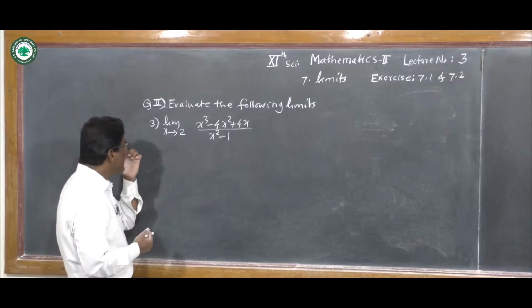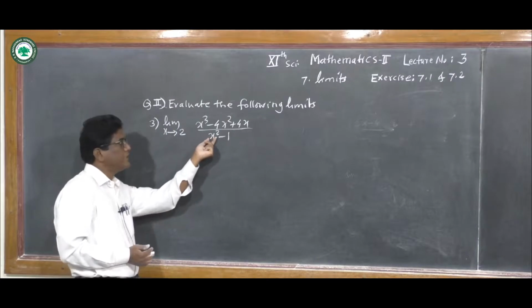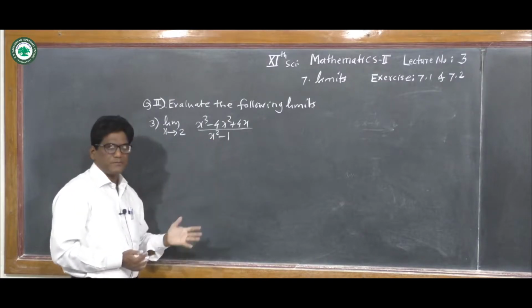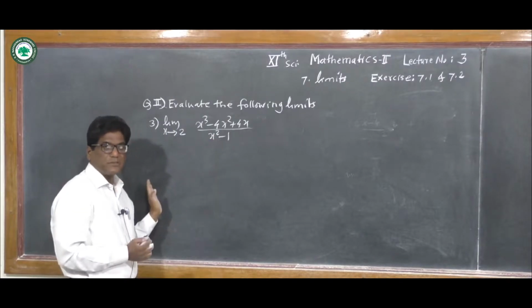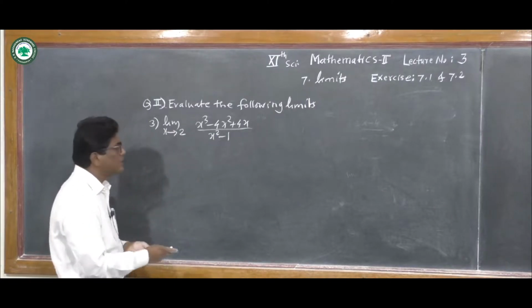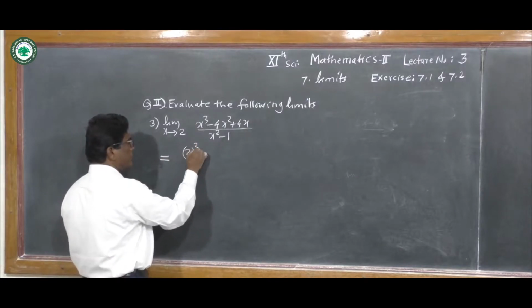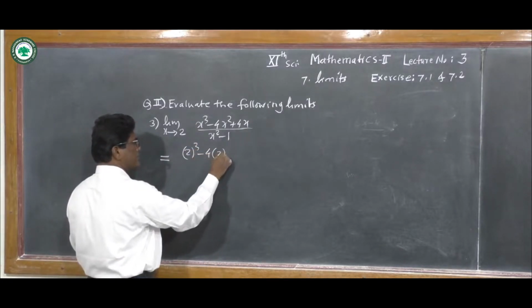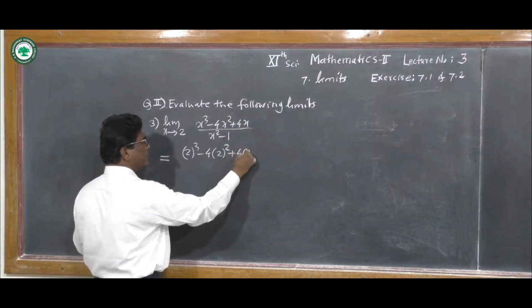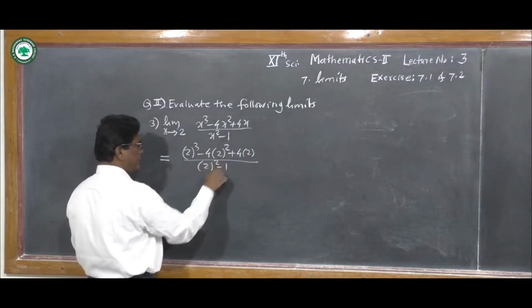So here we put x as 2 in the denominator: 2 square, that is 4, 4 minus 1, that is 3. It is not 0. So put x as 2 directly, because the denominator is not 0. So this is equal to 2 cube minus 4 times 2 square plus 4 into 2, divided by 2 square minus 1.